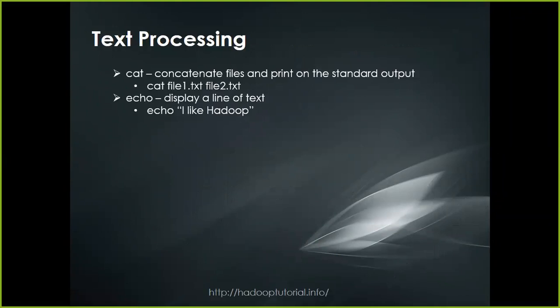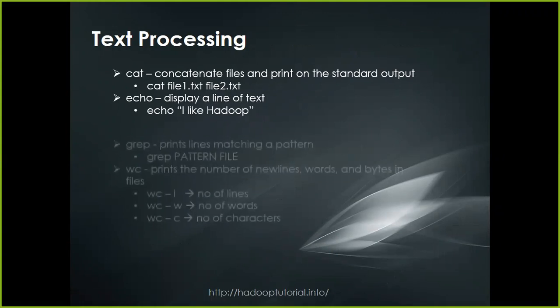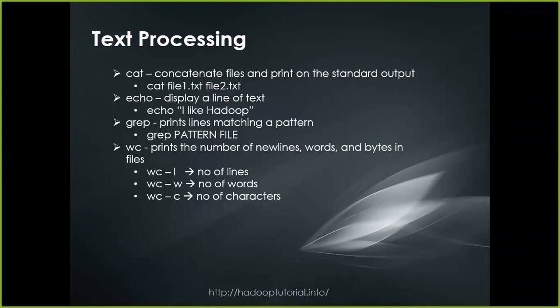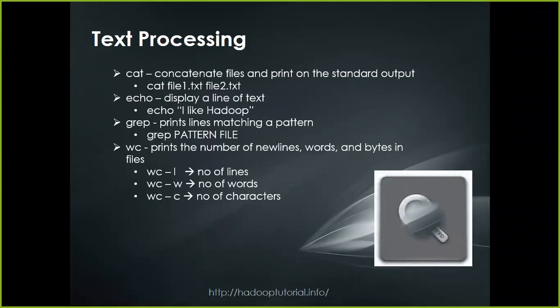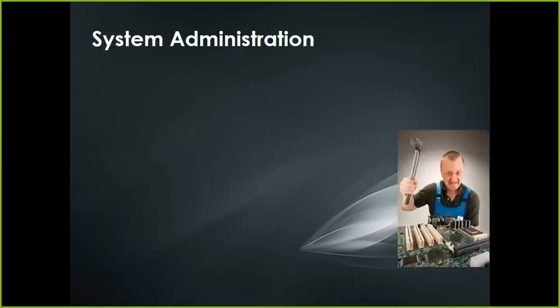For text processing, to view any file contents, we have the cat command. Cat displays the contents of the file, and echo displays the string that is given to it, or if it is a variable, it displays the value of that variable. And grep we have seen. wc also we have seen: -l for number of lines, -w for words, -c for characters.